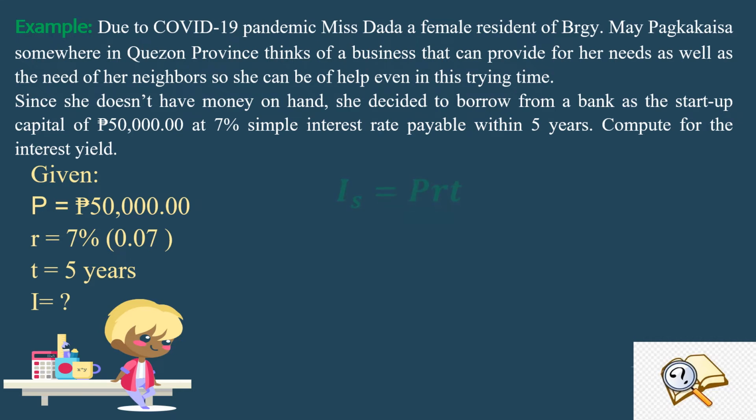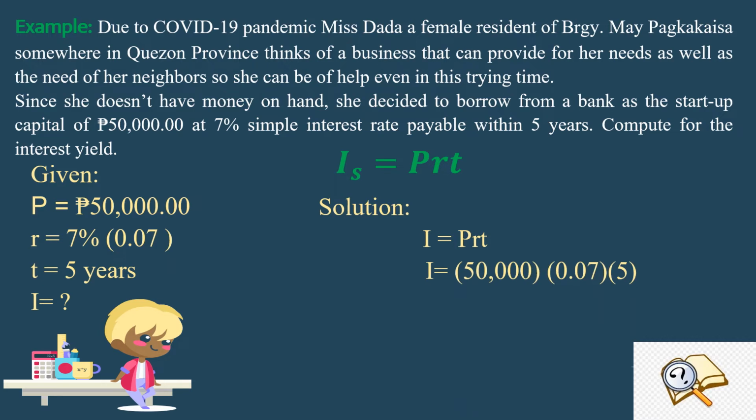Going back to the formula, I sub S is equal to PRT. You can use a calculator in computing the simple interest. You can use a scientific calculator or just an ordinary cellphone calculator. Just substitute to the given formula. So, compute for the interest. What is our P? Our P is 50,000. Our R is 0.07. And our T is 5.